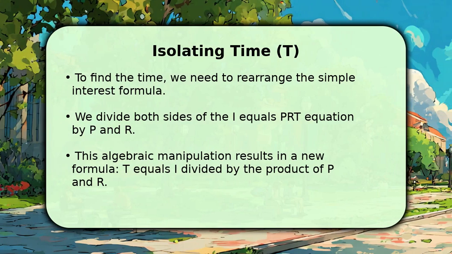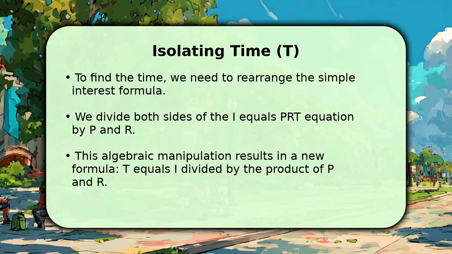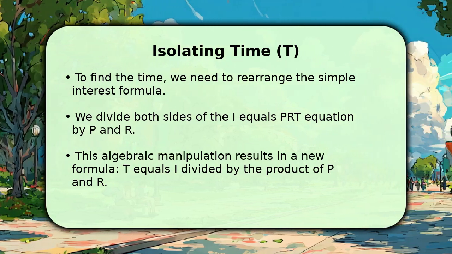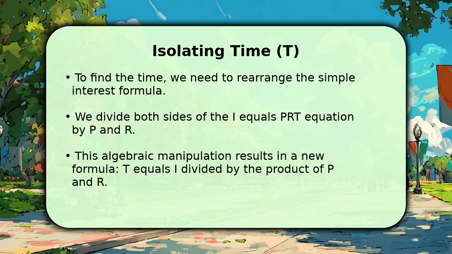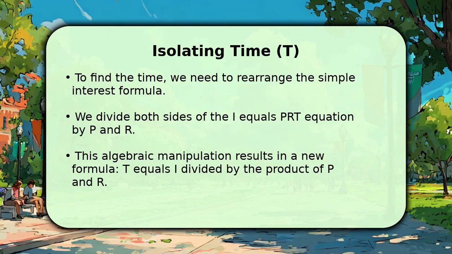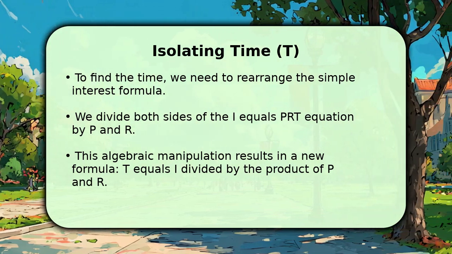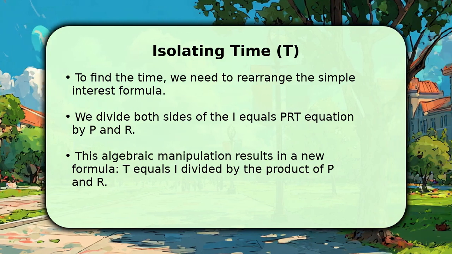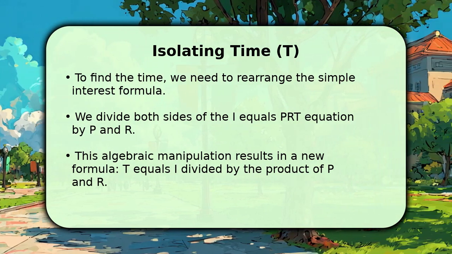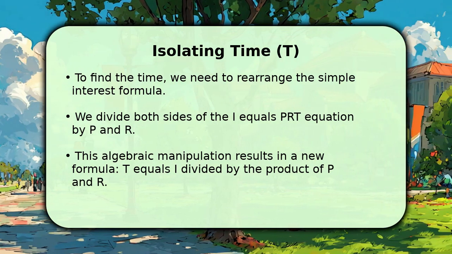Now our goal is to find the value of T for time. To do this, we need to isolate T in the simple interest formula. Starting with I equals P times R times T, we can divide both sides of the equation by P and R. This step moves P and R to the other side of the equation. Our new formula for time becomes T equals I divided by the product of P and R. This rearranged formula is essential for solving these specific problems.